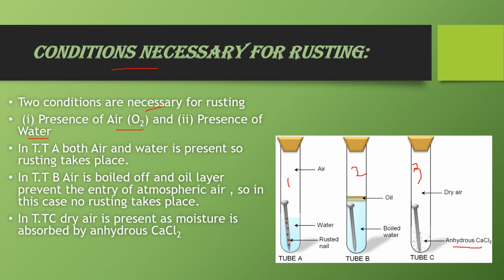After 5 days if we observe, then we see that rusting takes place. You see the red dots here in test tube A. So rusting takes place in test tube A because here water and air both are present. In test tube 2 water is present but no air is there, so no rusting. In third test tube there is air but no water is present, so again rusting does not take place. Hence we can prove that for rusting two conditions are necessary. First is presence of oxygen and second is presence of water.